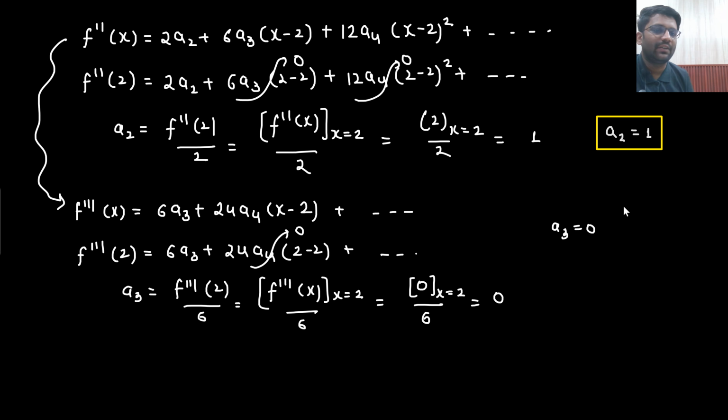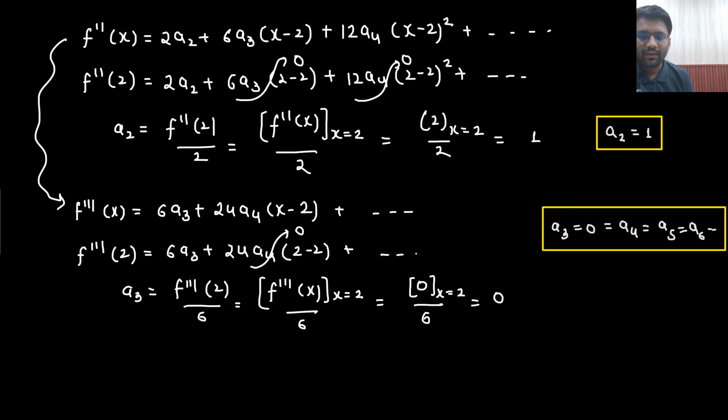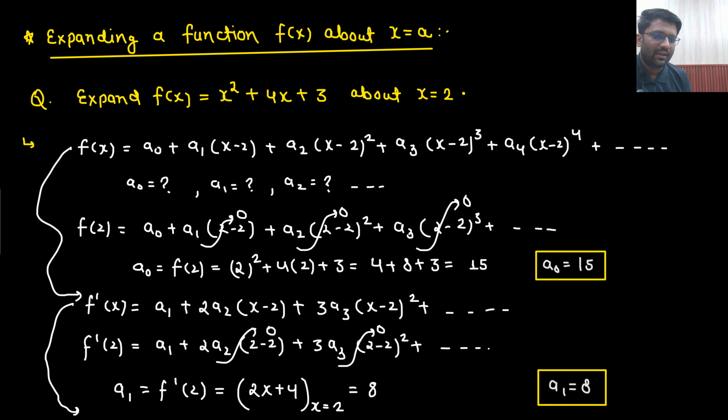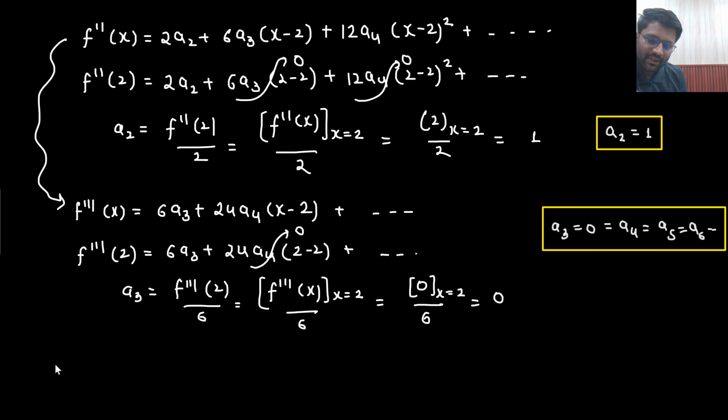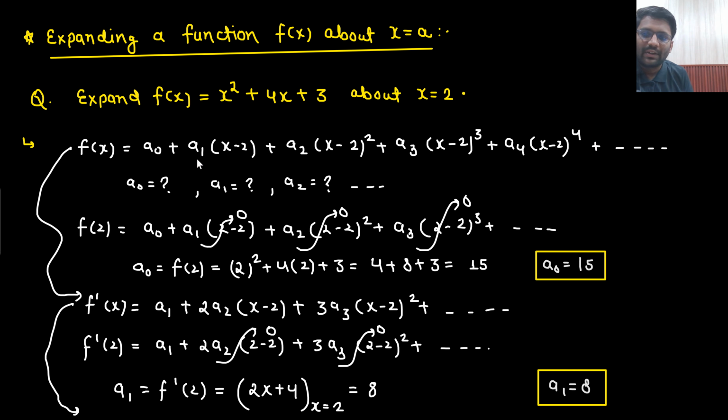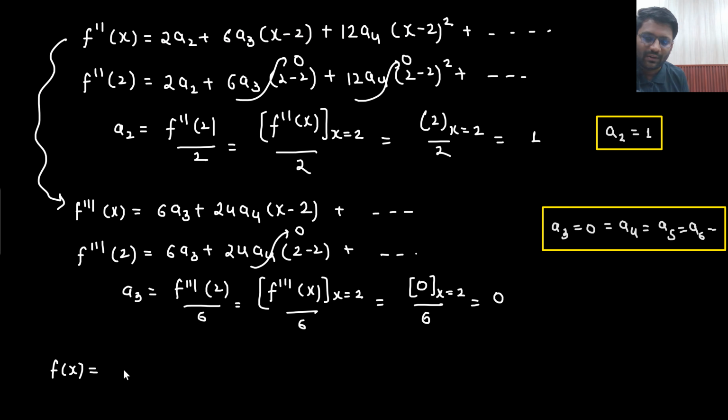All further differentiation will come out to be 0 only. That means A4, A5, A6, all these will come out to be 0 only. That means the only non-zero terms you will get are A0, A1 and A2. What does that mean? Your f(x) could be written in this manner. Sir, what was the value of A0? A0 is coming out to be 15.